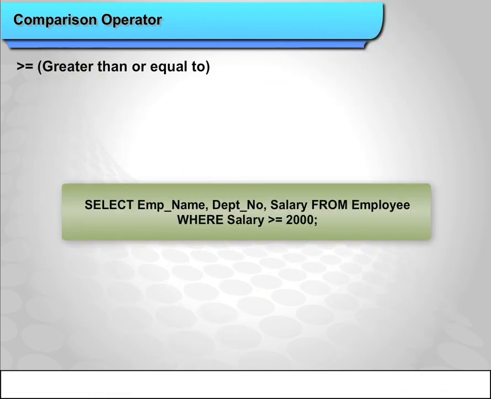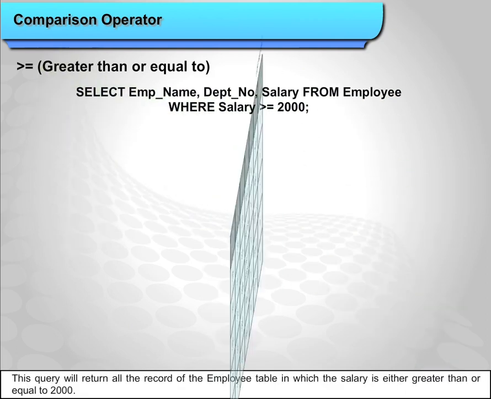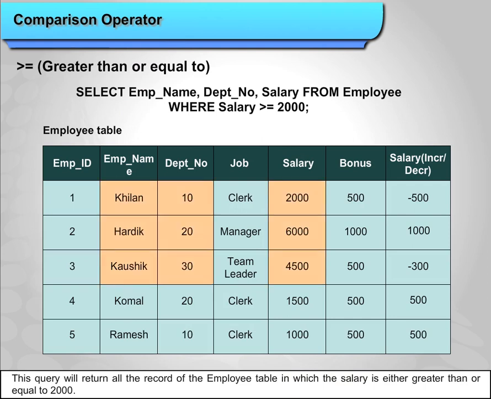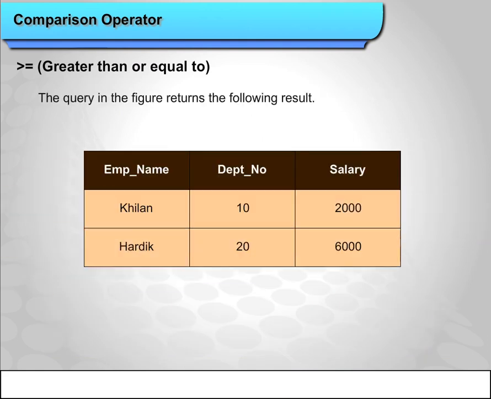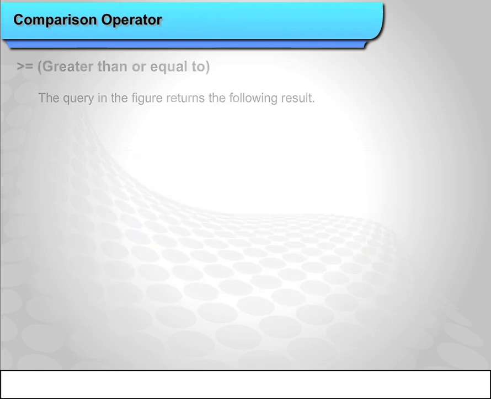Select employee name, department number, salary from employee where salary is greater than or equal to 2000. This query will return all the records of the employee table in which the salary is either greater than or equal to 2000. The query in the figure returns the following result.